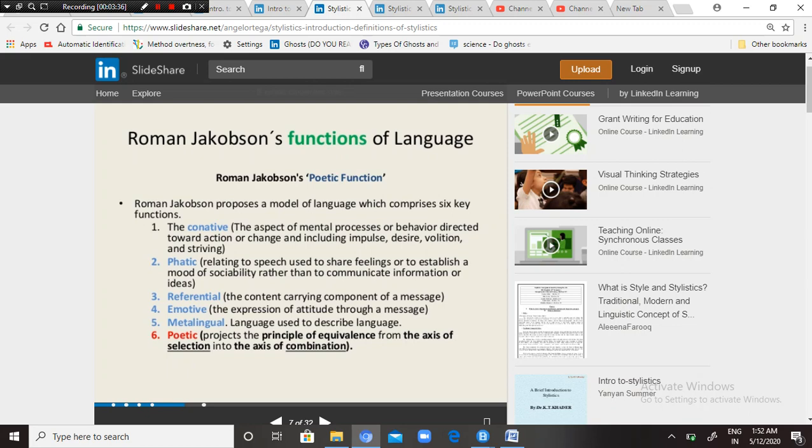Roman Jakobson's functions of language. The conative aspect is a mental process or behavior directed towards action or change, including impulses, desires, volitions and strivings. Phatic relates to speech used to share feelings and establish the mood of social relations rather than communicative information or ideas. Referential is the content-carrying component of a message. Emotive is the expression of attitude to a message. The other one is the function of metalanguage, the language used to describe language. And what is poetic? The projection of the principle of equivalence from the axis of selection to the axis of combination.